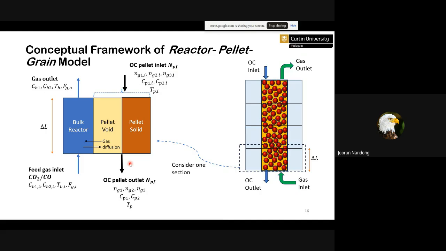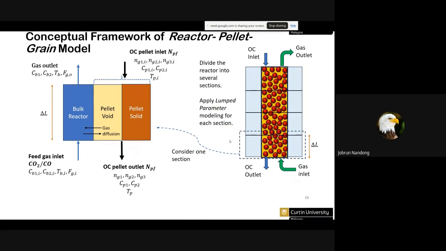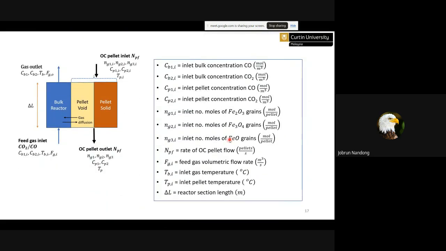So this is for the whole pellet zone. Here we divide the reactor into several sections. Now we can apply lump parameter modeling for each section. This is the notation that I use. There is gas diffusion here between the bulk reactor and the pellet void, in and out of the gas diffusion.